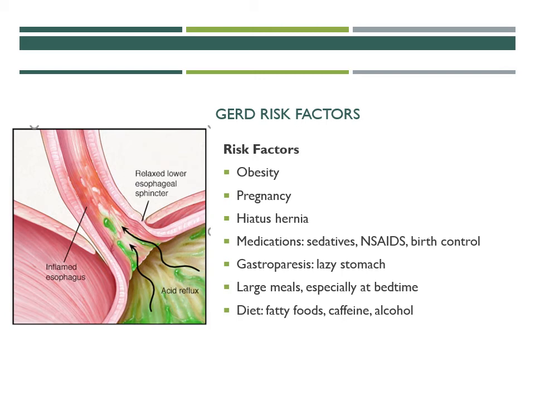Okay, what about diet? Fatty foods, caffeine, and alcohol. Well, caffeine and alcohol, they're irritants to the lower esophagus. They're also irritants to the stomach. Fatty foods tend to have a bit of a relaxing effect on the lower esophageal sphincter.